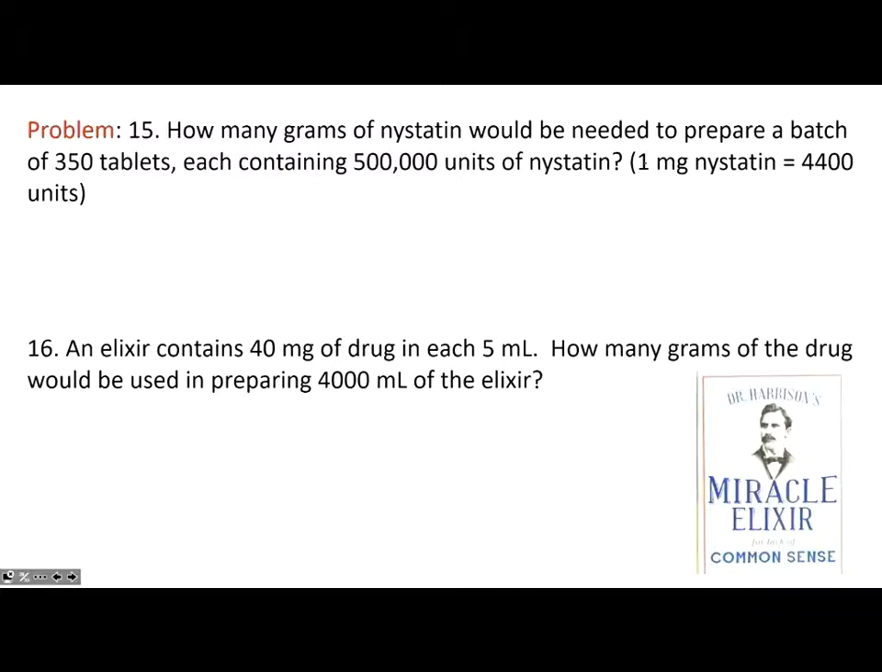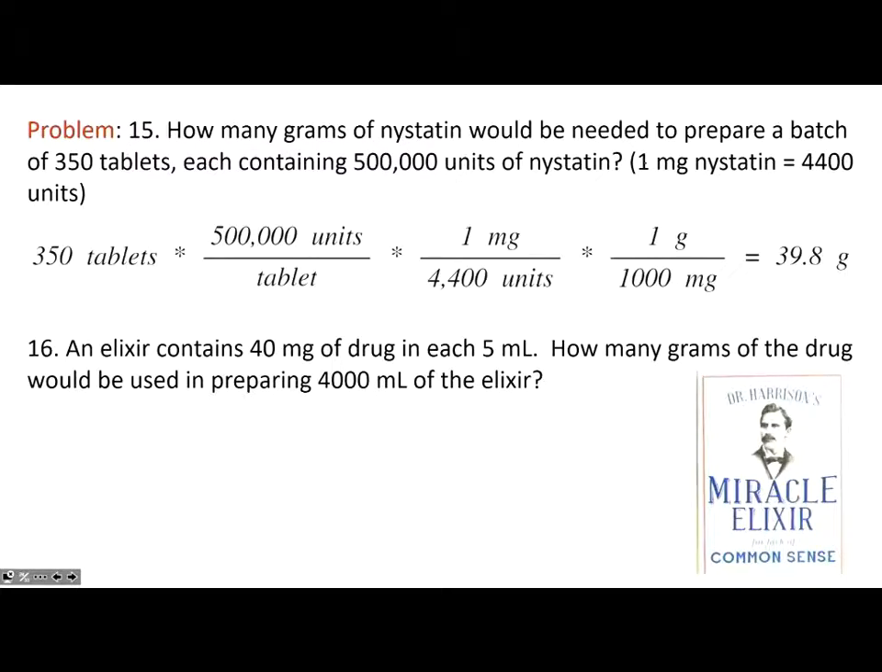So where would we start? We want to know how many grams of nystatin to make this batch of tablets. How many tablets are we making total? That'll determine how much nystatin we need. 350. So let's start with the 350 tablets.